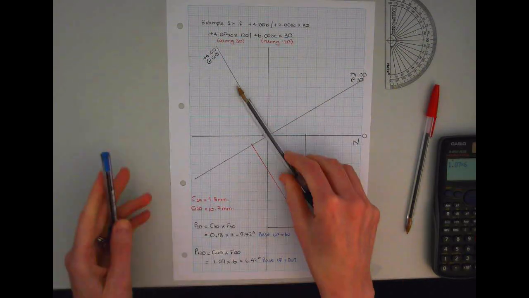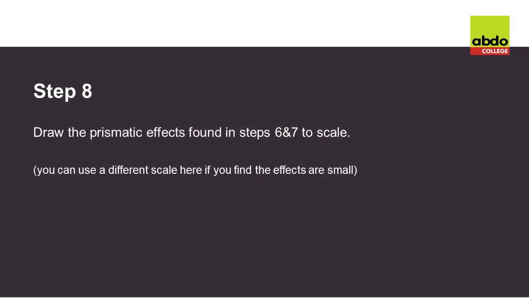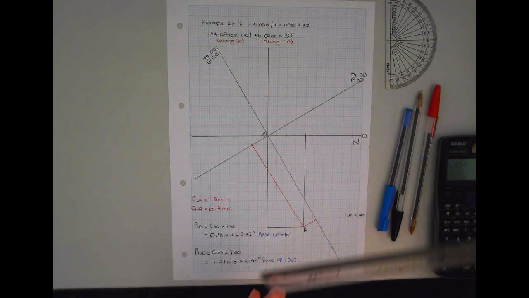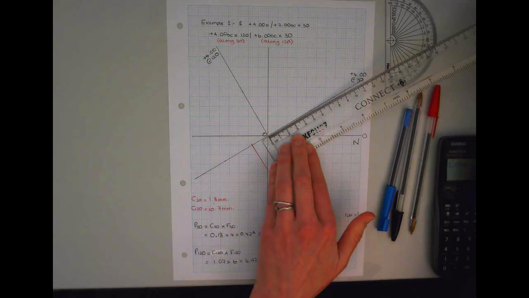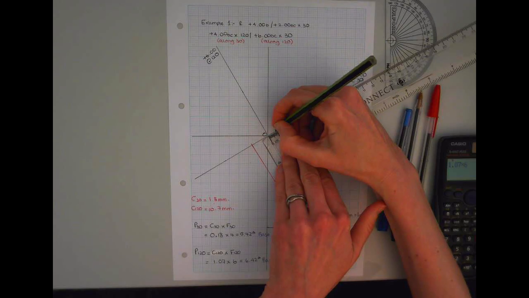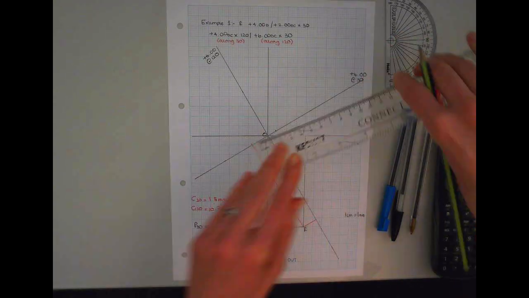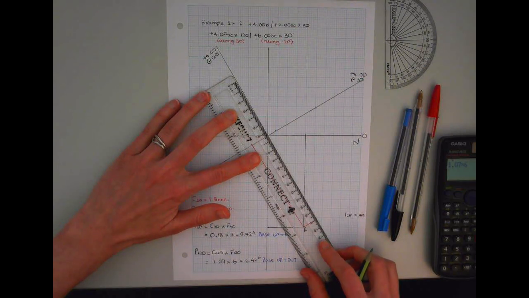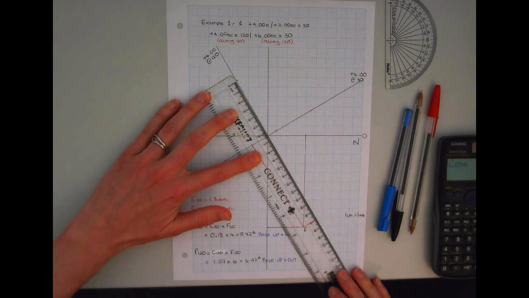So we now have to plot this prism back onto our diagram. We'll start with the C30 line. We have a prismatic effect of 0.72, so we measure that as 0.72 centimeters. The same with our C120, our 120 meridian: we have a prismatic effect of 6.42 prism diopters, so we measure that as 6.42 centimeters.